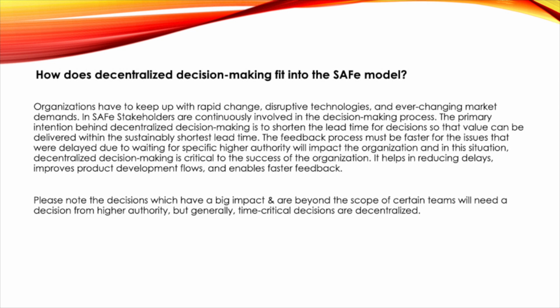The feedback process must be faster, for the issues that were delayed due to waiting for a specific higher authority will impact the organization, and in this situation, decentralized decision-making is critical to the success of the organization. It helps in reducing delays, improves product development flows, and enables faster feedback. Please note the decisions which have a big impact and are beyond the scope of certain teams will need a decision from higher authority, but generally, time-critical decisions are decentralized.